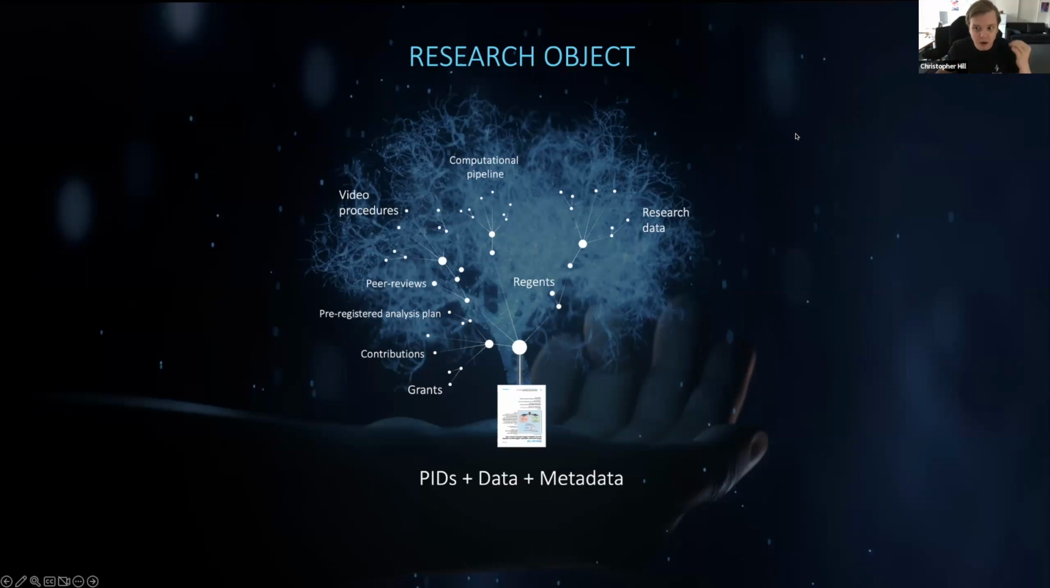And this idea is that all of these components need to be attached with PIDs, persistent identifiers. These are very important. This is essentially the key of the specific object, its identity, data and metadata, so that it can be reused easily and found and made accessible.